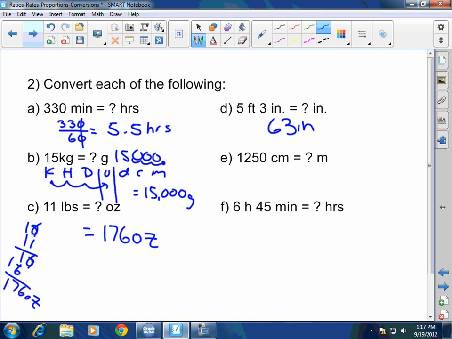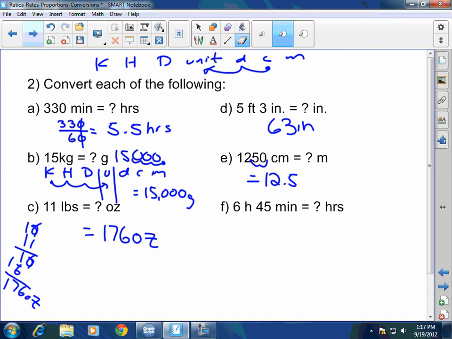1,250 centimeters to meters. Remember, King Henry died, unfortunately, drinking chocolate milk. Where am I starting? At the centimeter. Where am I going? 1, 2 to the left. That's 12.5 centimeters. Maybe I should learn how to pay attention. Thank you, son. Great job, son. So that's 12.5 meters. Pay attention, Morrow. 6 hours, 45 minutes into hours.